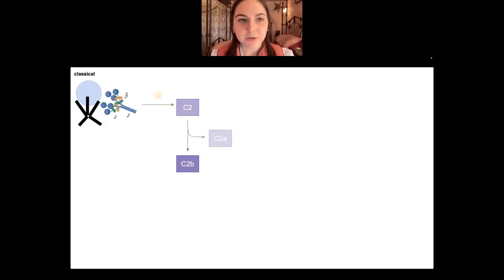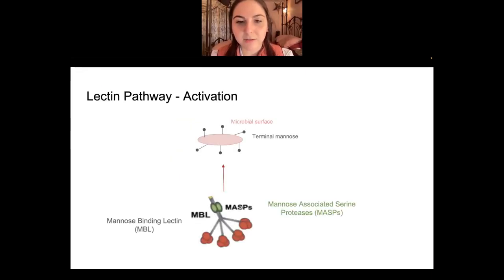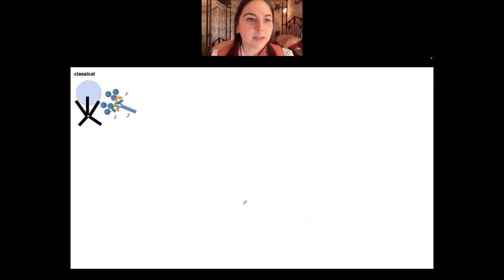And again, it's able to do this because of the MASPs back here on MBL. These are the active part of it. These are the enzymes, right? They're serine proteases. This is the active part of MBL. Similarly, these parts of C1 are able to cleave. They're the active parts of C1. So that's what's activating this cleavage of C2 into C2A and C2B.